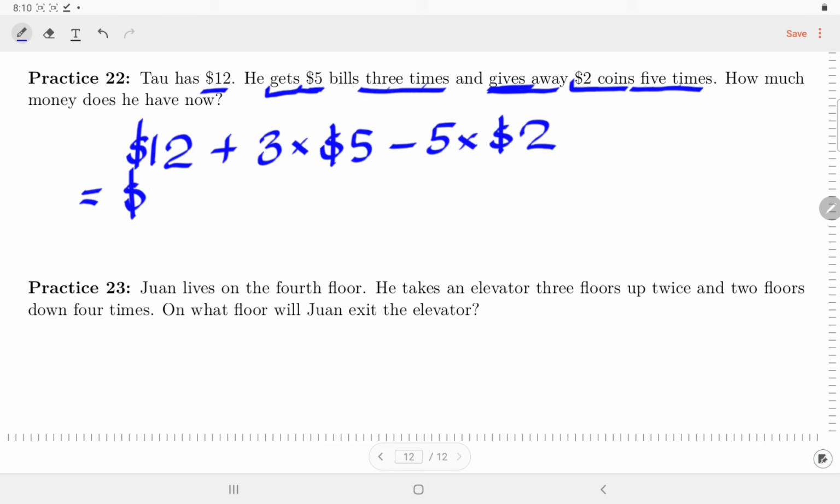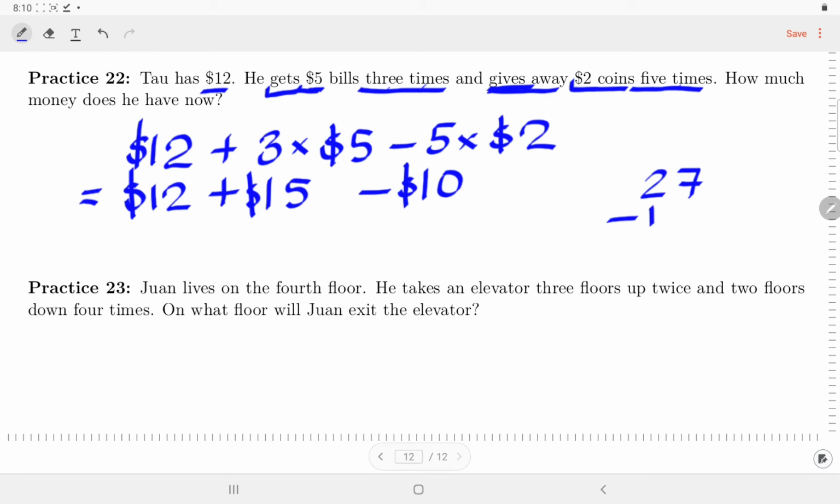So he starts with 12. Remember, we always multiply before adding or multiply before subtracting. $12 plus 15, that's 27, minus 10, that's 17. He has $17.